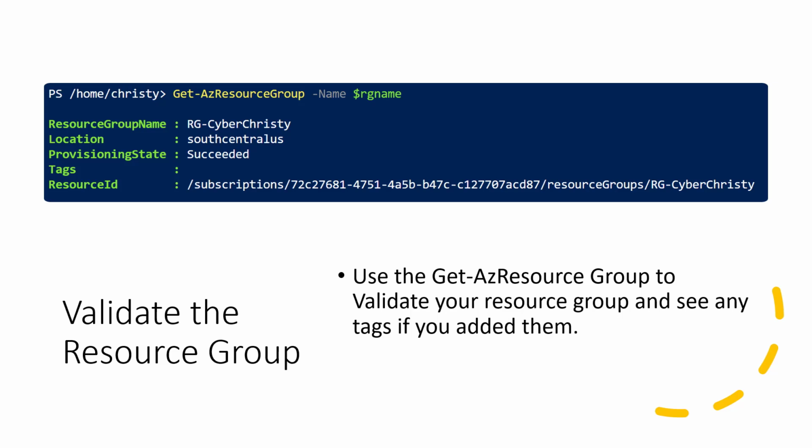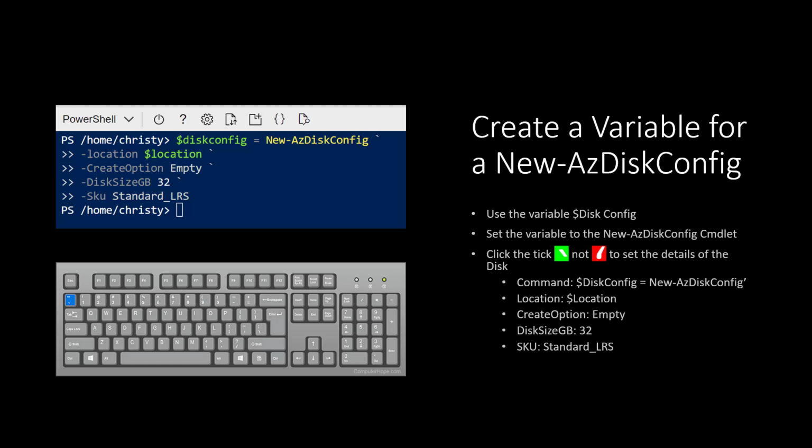The commandlet returns the name, resource type, location, and tags of the resource. Since we did not specify a tag value when we created our resource group, the tag property was empty in the command output. It is important to note that this step is not creating the disk, it is creating a variable that states the parameters the disk should contain.